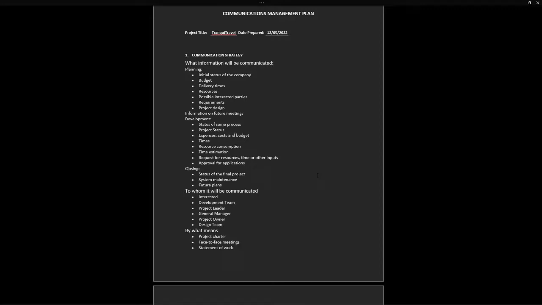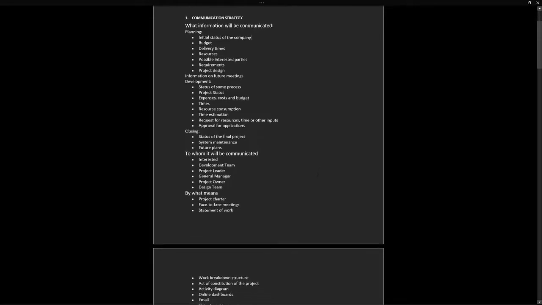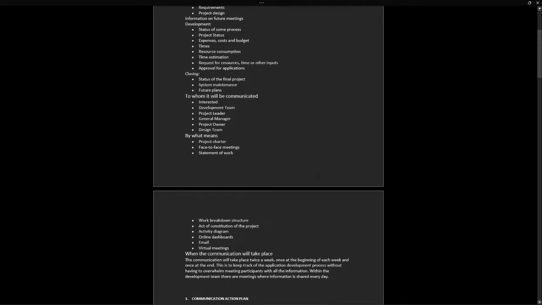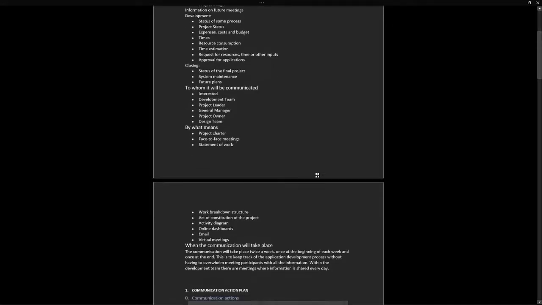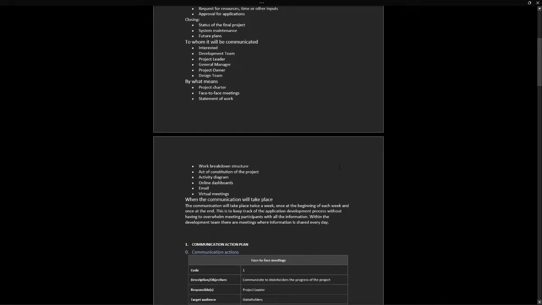The interested parties are the development team, the project leader, general manager, project owner, and also the design team. By what means? We find the project charter, face-to-face meetings, statement of work, work breakdown structure, act of constitution of the project, activity diagram, online dashboards, email, and also virtual meetings.